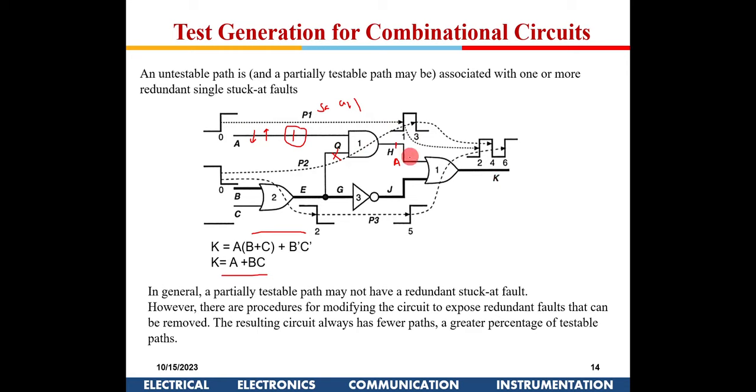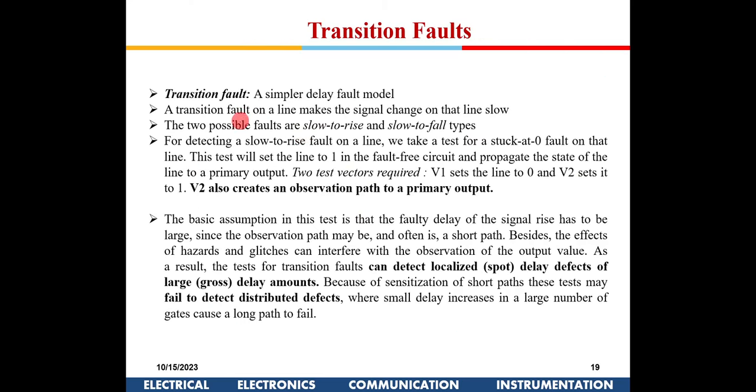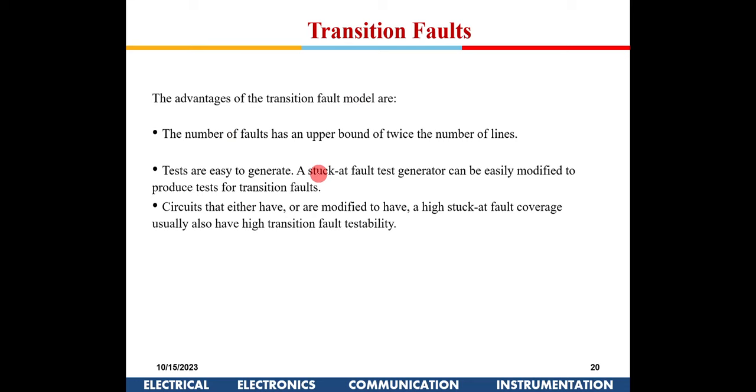So unlike a path fault, where one full path is considered, in transition faults each net is tested. The only thing is that you need to create a test vector for each of those nets, and then again get it to the primary output. The algorithm is slightly faster and simpler, and the upper bound on the total number of faults is twice the number of lines. Like stuck-at faults, we had twice the number of lines. Similarly here, for each of those lines we'll have a rise time fault or a fall time fault, so each of them needs to be analyzed accordingly.